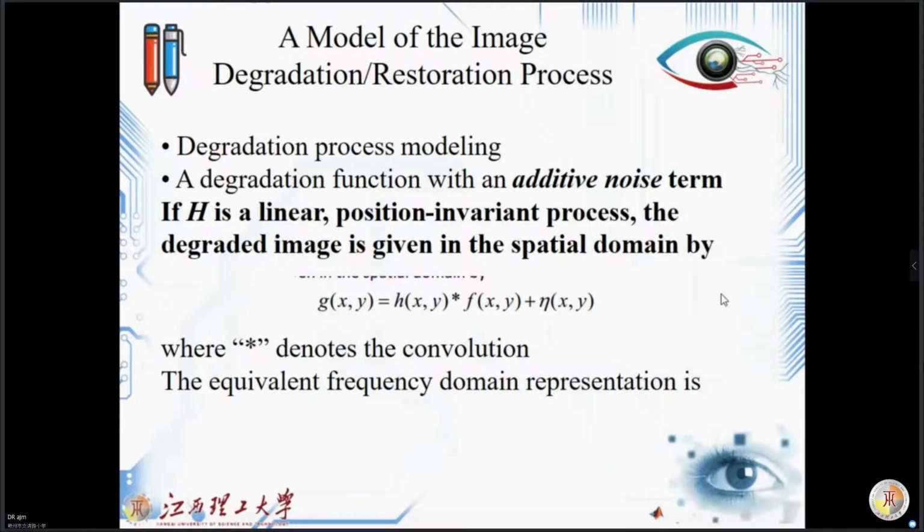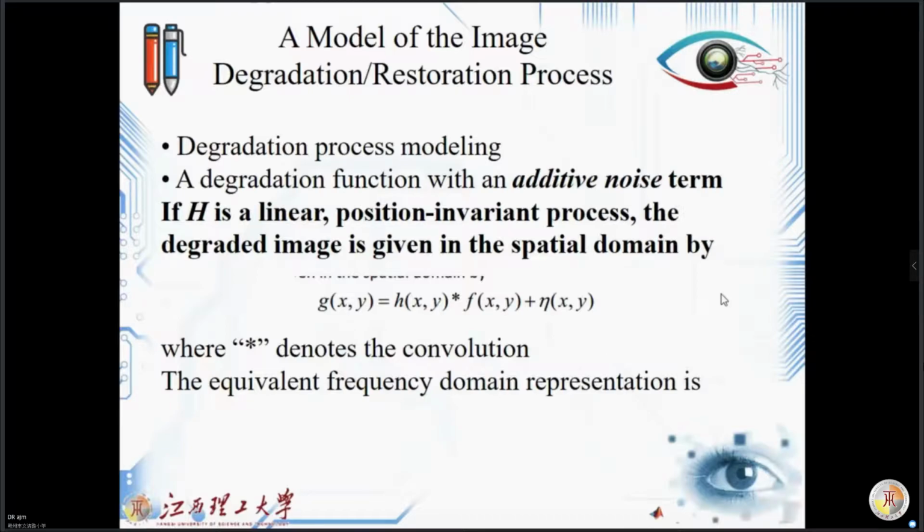Degradation process modeling, as we show here, is a function with an additive noise term, and we can use H as a linear, position-invariant process. The degraded image is given in the spatial domain by the formula that we show here. The star that we have is called convolution, which we will talk about more in the image processing part.